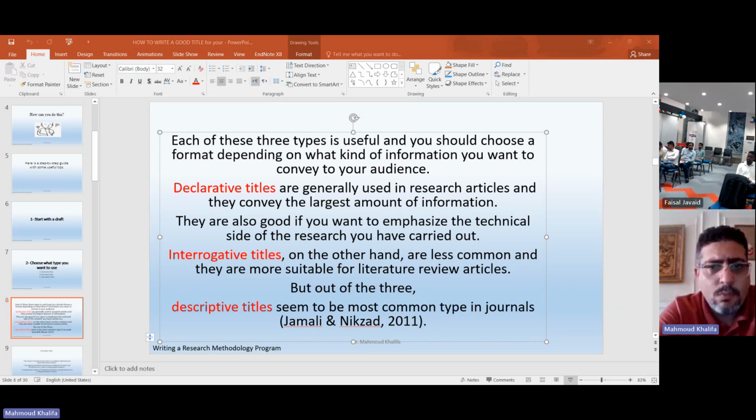Longer titles can be more difficult to remember. Okay, articles with longer titles are downloaded slightly less than those with shorter titles. This is very important. If you want your article or your dissertation to rank fast in search on the website, you should shorten your title, not too long. Okay.